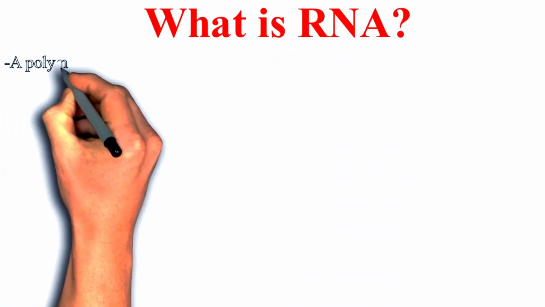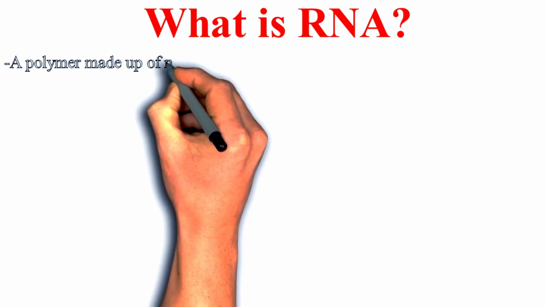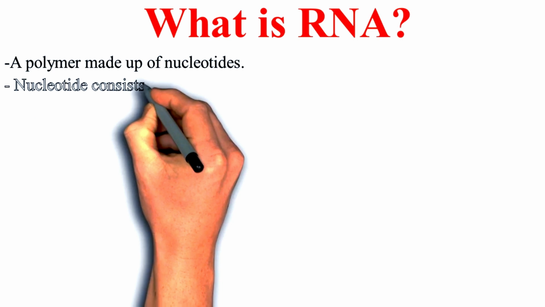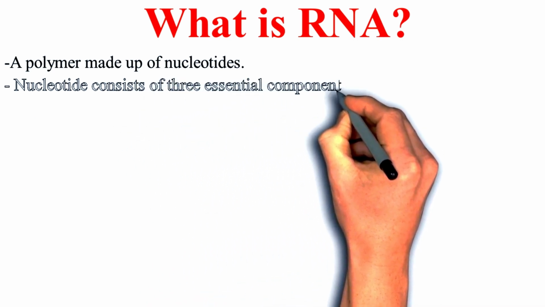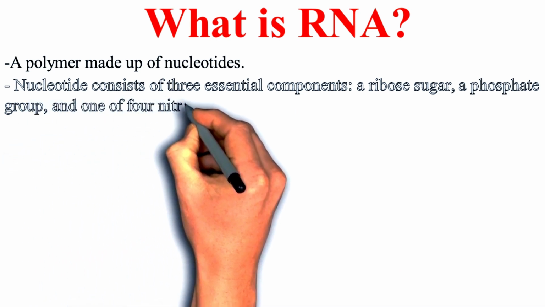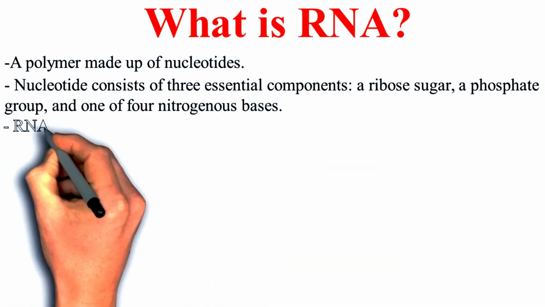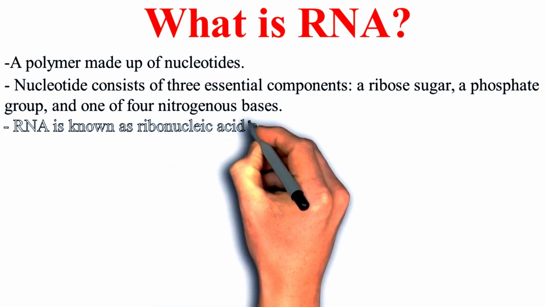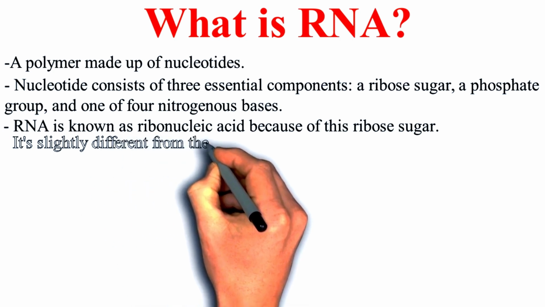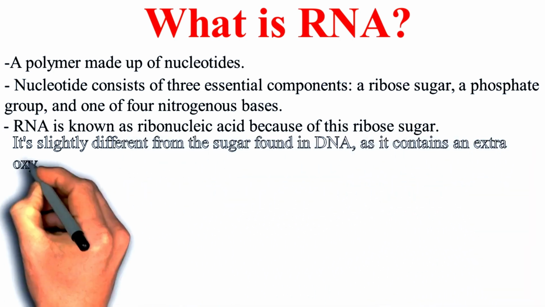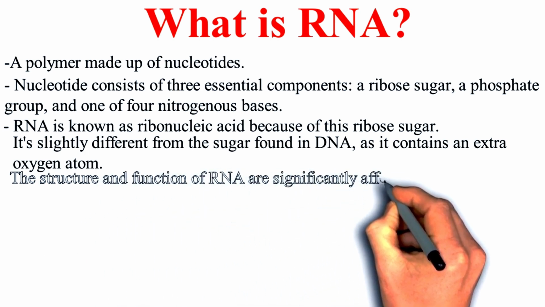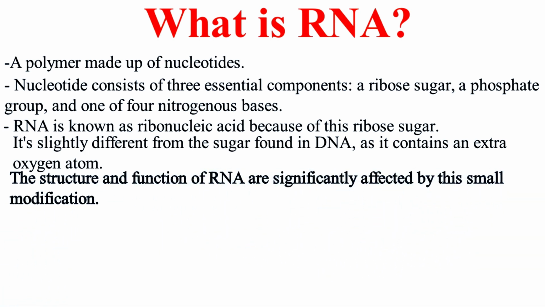RNA is a polymer made up of nucleotides, which are the building blocks of this molecule. Each nucleotide consists of three essential components: a ribose sugar, a phosphate group, and one of four nitrogenous bases. RNA is known as ribonucleic acid because of this ribose sugar. It's slightly different from the sugar found in DNA, as it contains an extra oxygen atom. The structure and function of RNA are significantly affected by this small modification.